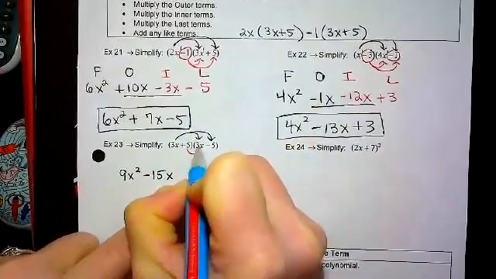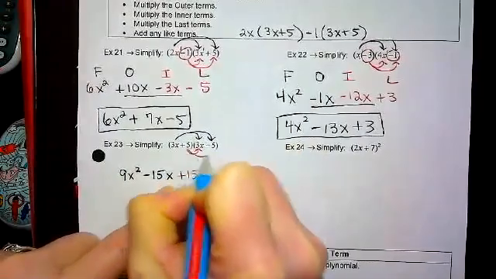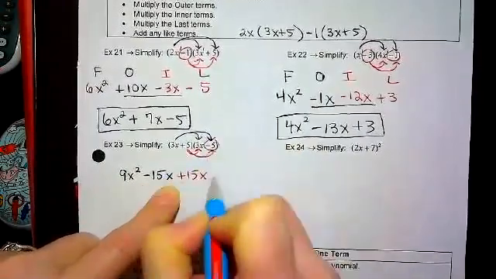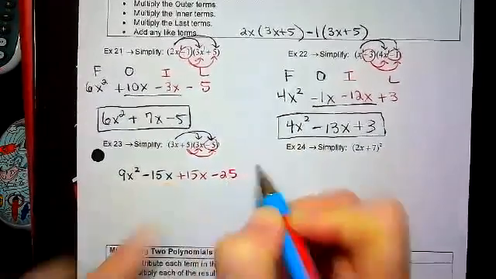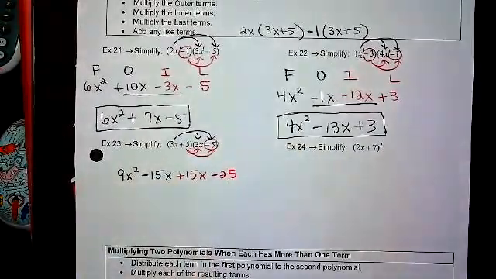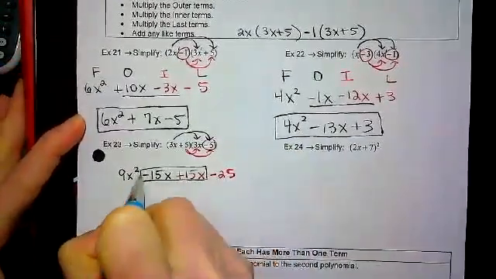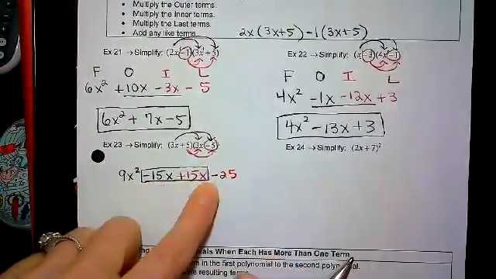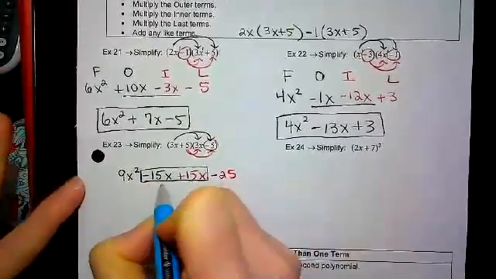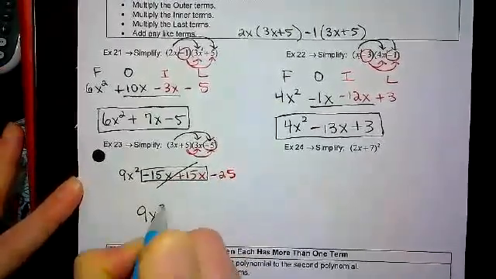A +5 times a +3x is a +15x. And 5 times a -5 is a -25. So always just be careful with your signs when you're distributing. Sometimes that's where the mistakes are made. Right here in the middle, what you're going to see is that these are a -15x and a +15x, same terms with opposite signs. So that's going to zero out. We're not going to have an x in our answer.